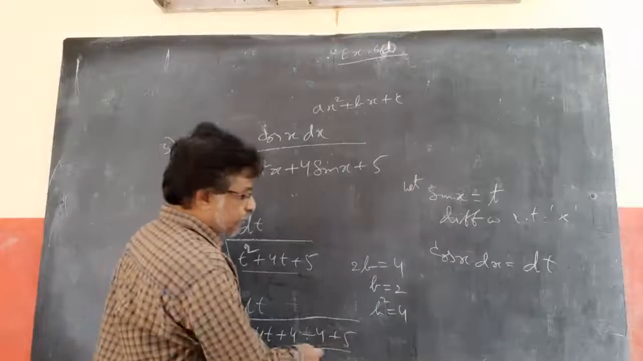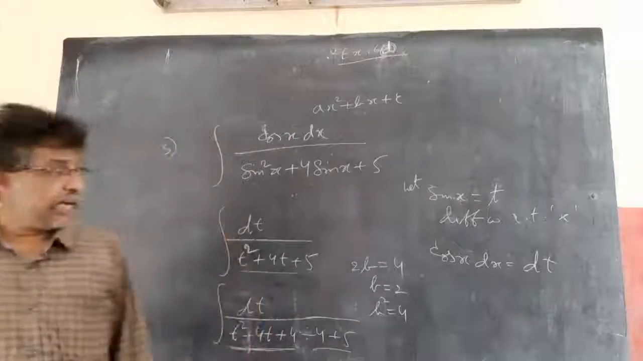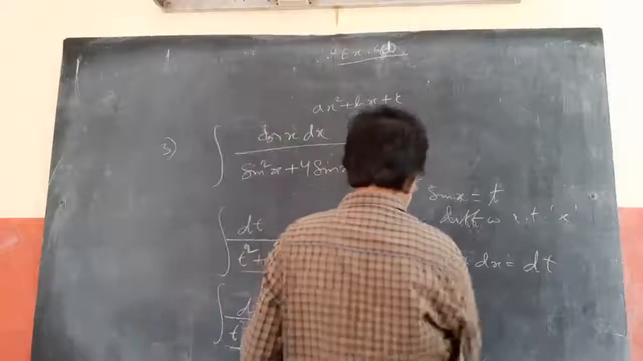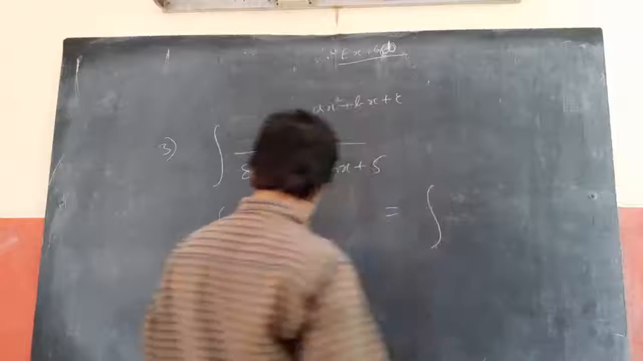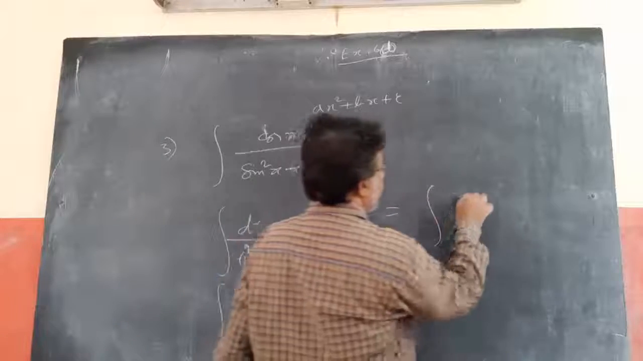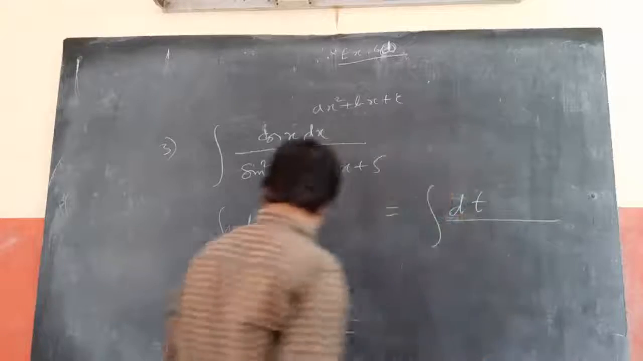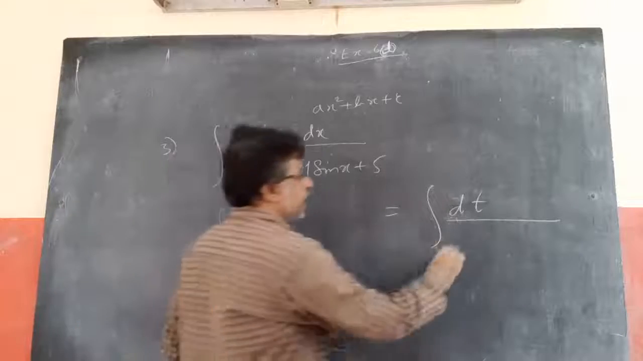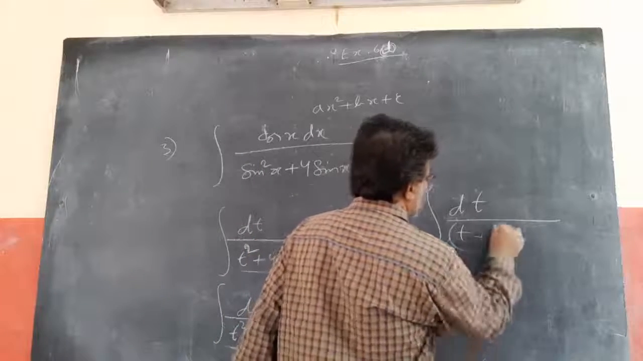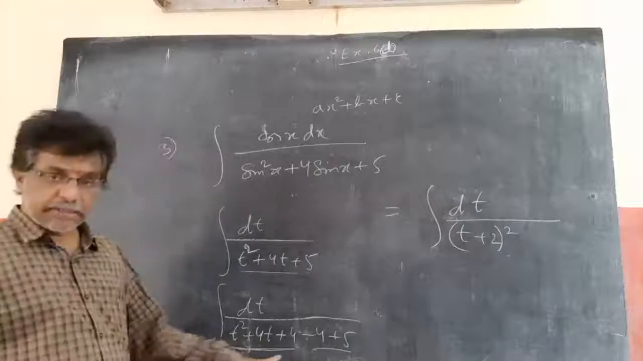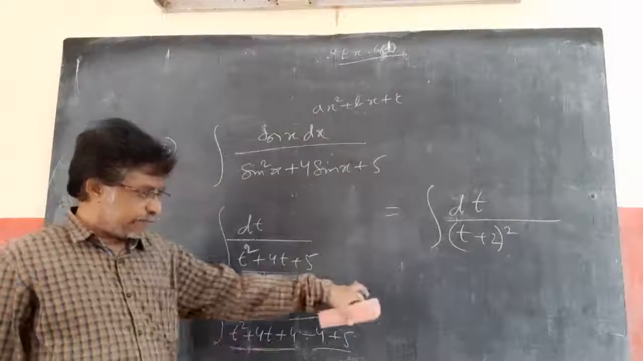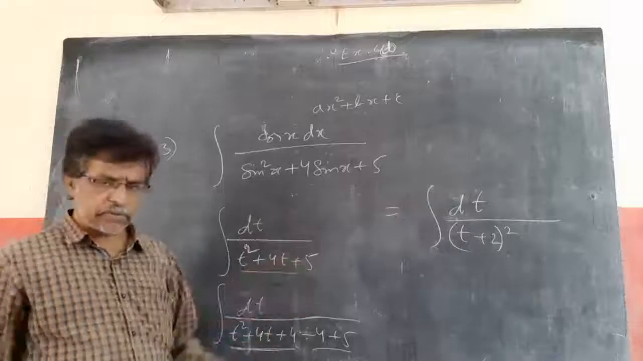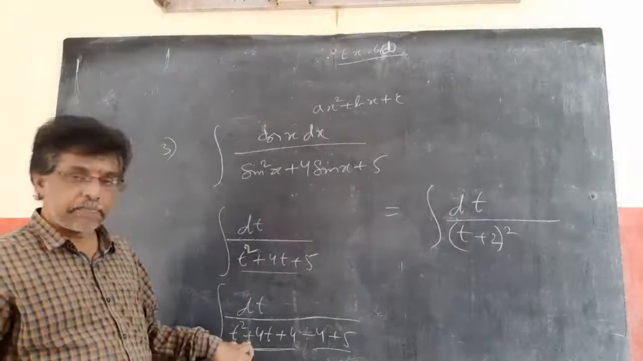This is 5 minus 4, 1. So finally what do you get? So this becomes integral of dt by (t plus 2) whole square. Recall (a plus b) whole square is a square plus 2ab plus b square. Here it is always t plus the b value, whatever you are getting. (a plus b) whole square or (a minus b) whole square depends on minus or plus here.